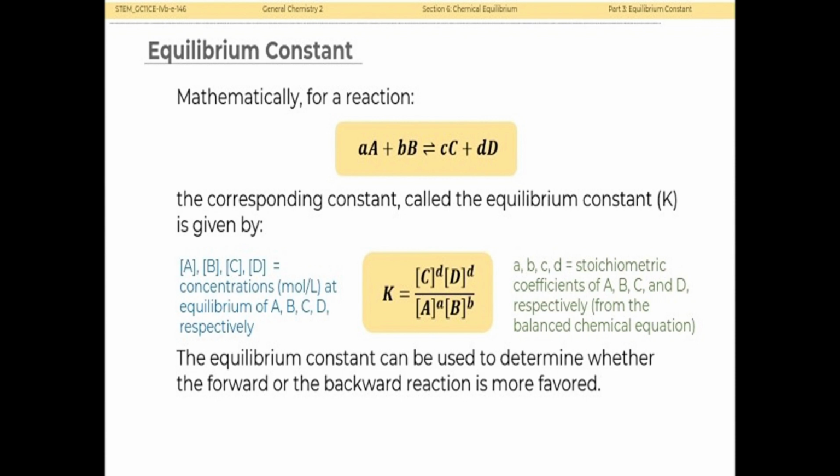The equilibrium constant can be used to determine whether the forward or the backward reaction is more favored. More details will be discussed in another lesson.